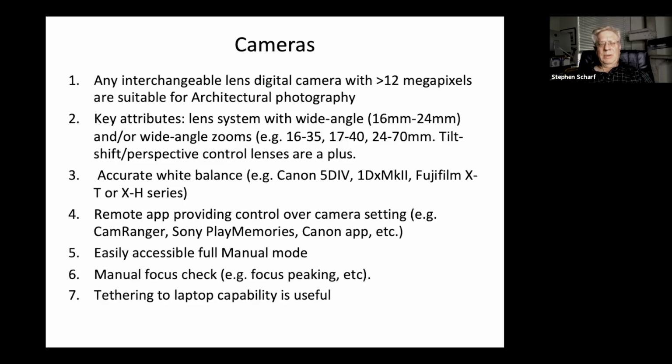And the key attributes that you really want to look for in any of these cameras is that they have accurate white balance, and that you have some way potentially of controlling them through some sort of remote application, such as Cam Ranger, the Sony Play Memories app. The Canon has an app for theirs. I imagine Nikon has some sort of remote control app. Fuji has one, because there'll be times when you're going to be wanting to shoot tethered.